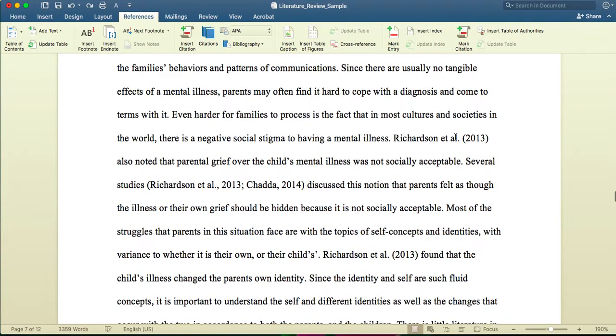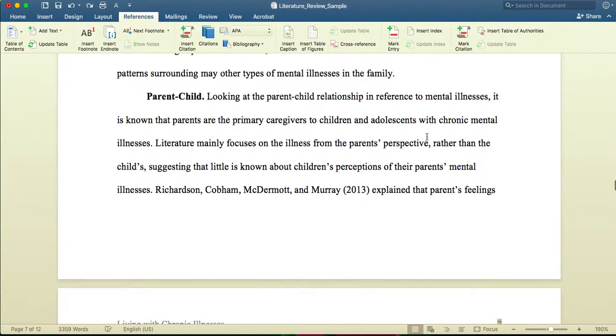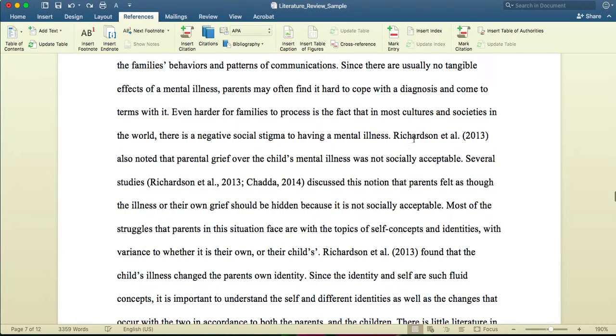Again, another citation. And notice how the first time she uses this citation by Richardson, if your citation has more than 3 authors, or if your paper has more than 3 authors, the first time you cite it, you list all of the authors' names and the date. The second time that you cite it, you just write Richardson et al. Notice the et does not have a period.